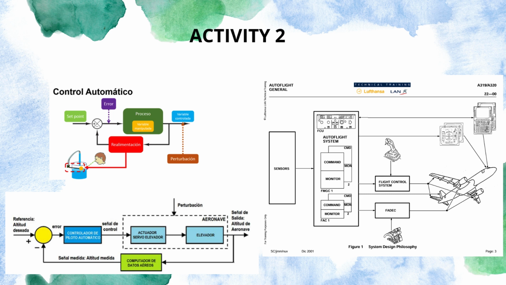Lateral loop: this controls the roll. It uses GPS and the inertial reference system. Pitch trim loop: this moves the stabilizer to correct the center of gravity. And the last one was the yaw damper loop. This is very important. It uses the yaw rate gyro to stop Dutch roll instability.